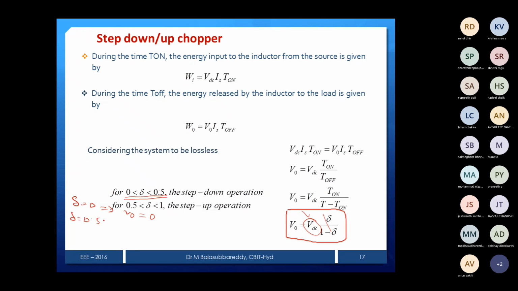Now you can see delta is equal to 0, your output is equal to 0. Delta is 0.5, then what is your output? It is equal to VDC. And delta is equal to 1, then your output is equal to denominator 1 minus 1 is 0, so output will be infinite. That means, as seen in the previous step down chopper, 0 to VDC we call it a step down, and VDC to infinity we call it a step up. That only I mentioned here. Delta value 0 to 0.5 is a step down, 0.5 to 1 is a step up, and this is the case where we are able to get from the same chopper a step up as well as a step down.